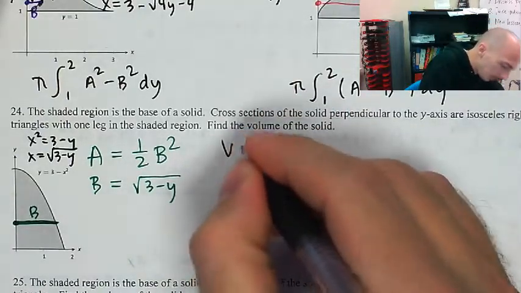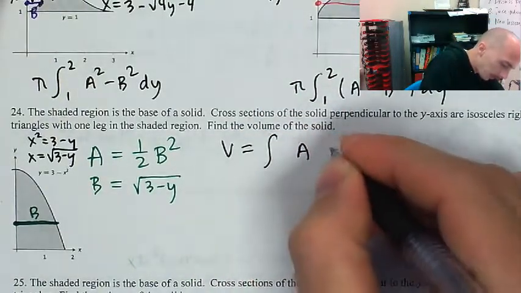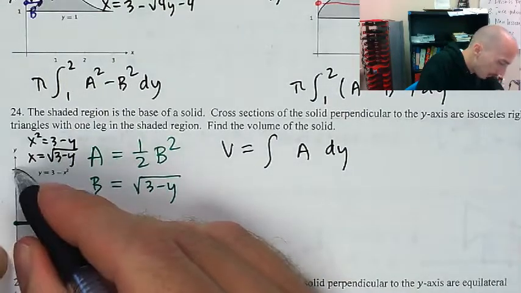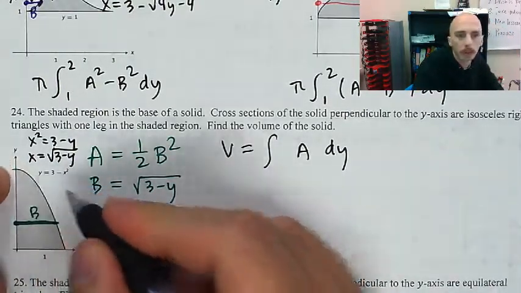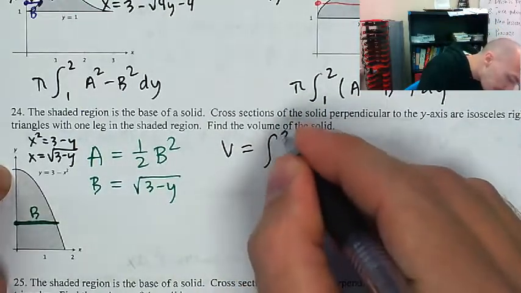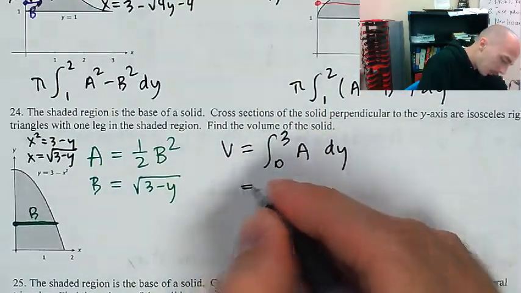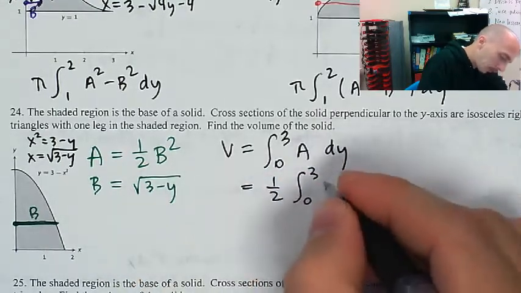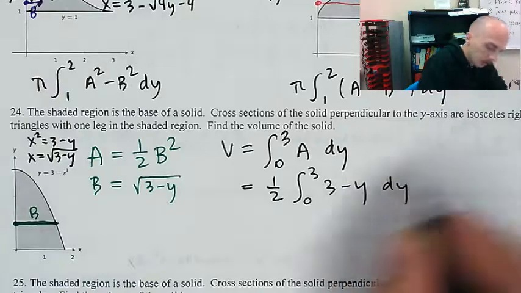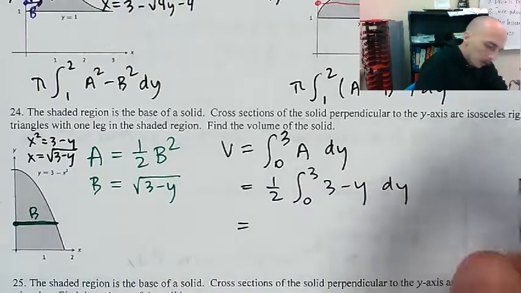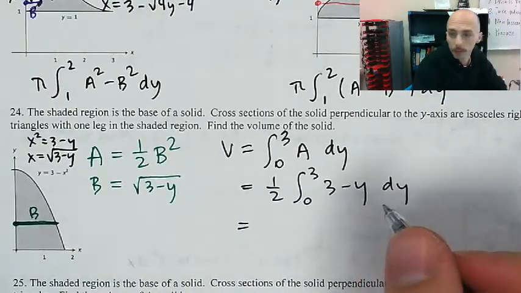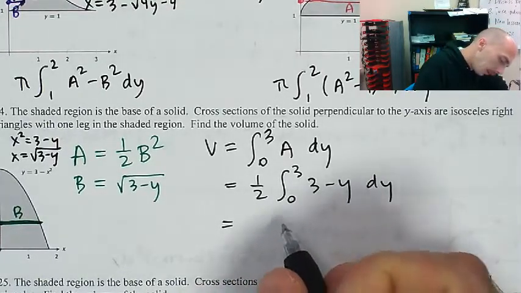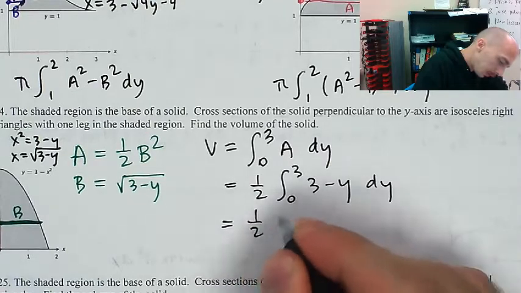Okay. The volume is equal to the integral of area. Cross sections are perpendicular to the y-axis, so we'll be going up to y equals 3, because y equals 3 minus x squared. And that's going to be the integral of 1/2 times b squared, which is 3 minus y, dy. Well, we can do that. You can even do this one with geometry if you really felt like it. But that's okay. I'll just do this one with the fundamental theorem.